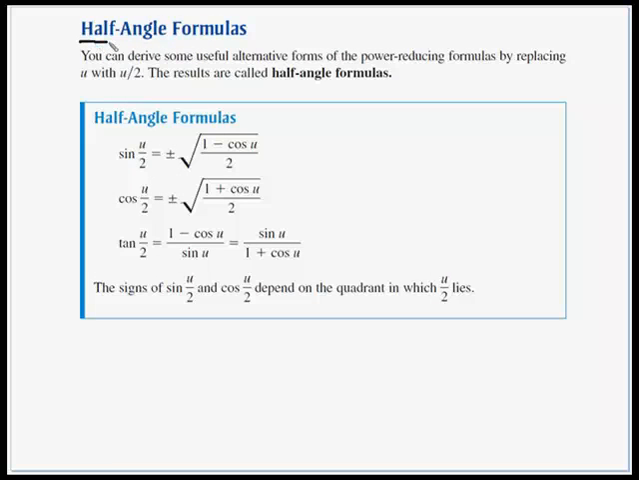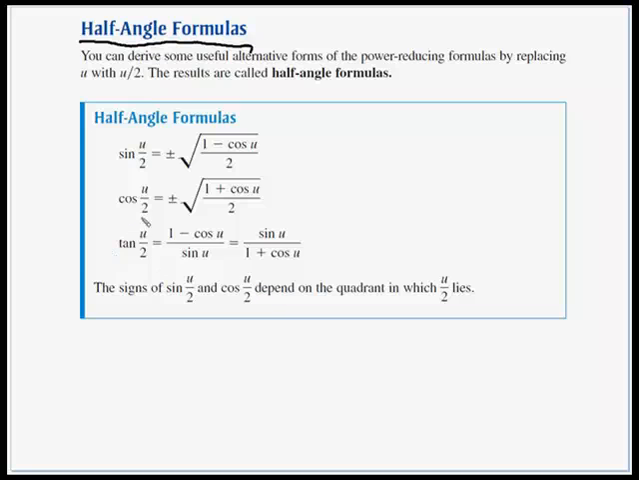Next thing to look at are the half-angle formulas. You can derive some useful alternate forms of the power reduction formulas by replacing u with half u, or u divided by 2. The results are called the half-angle formulas. So the sine of some angle u divided by 2, or half u, is plus or minus this radical, 1 minus cos of u over 2. Cos of a half angle is plus or minus square root of 1 plus cos u over 2.